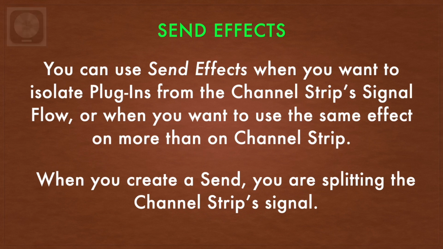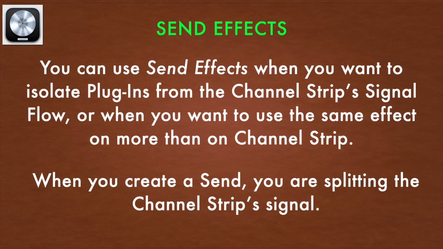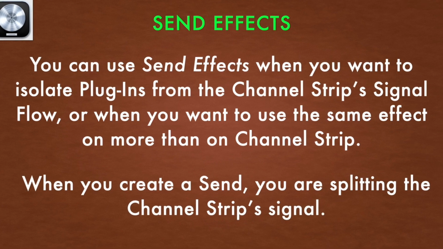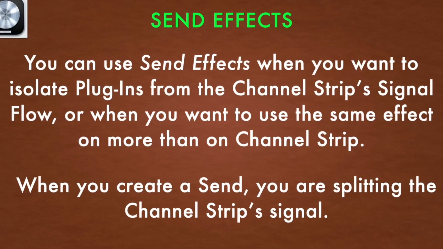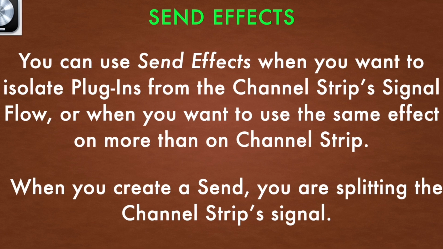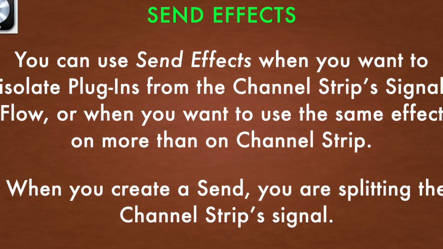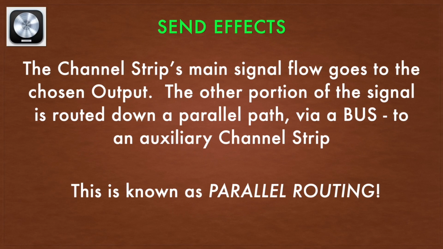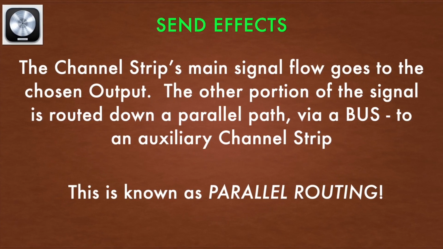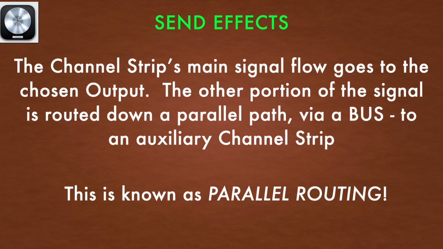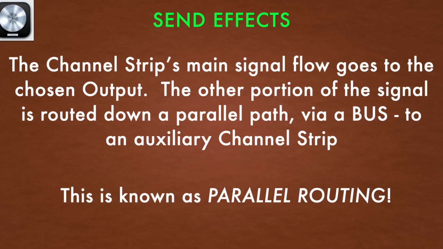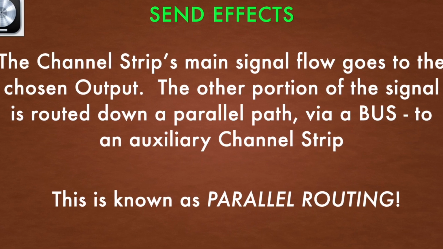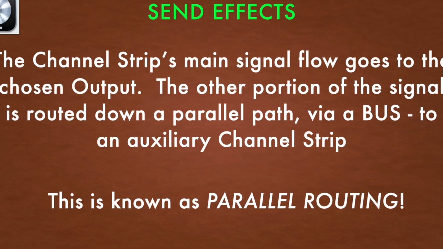You can use send effects when you want to isolate plugins from the channel strip's signal flow, or when you want to use the same effect on more than one channel strip. When you create a send, you are splitting the channel strip signal. The channel strip's main signal flow goes to the chosen output. The other portion of the signal is routed down a parallel path via a bus to an auxiliary channel strip. This is known as parallel routing.